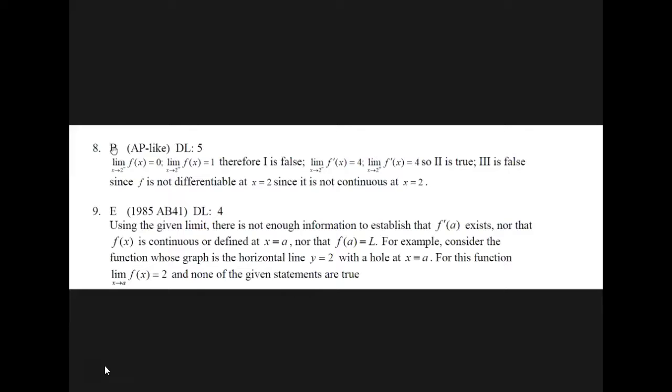Eight and 9, we have B and E. So 8 didn't come from an actual AP exam. It was kind of one that they made up. They made it a difficulty level 5. So number 8's been the hardest question we've looked at so far. I tend to think that the ones where you have to pick like is 1, 2, 3 true, those ones where you have to determine if they're true or false are always the most difficult. And they're also always on the calculator part, which blows my mind too, because a calculator really doesn't help you.